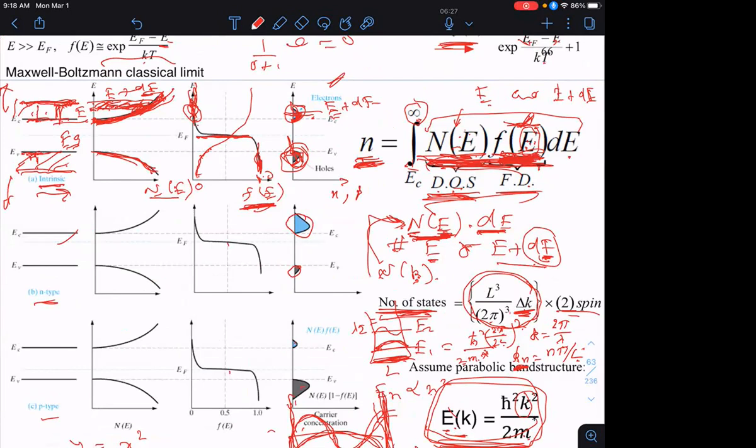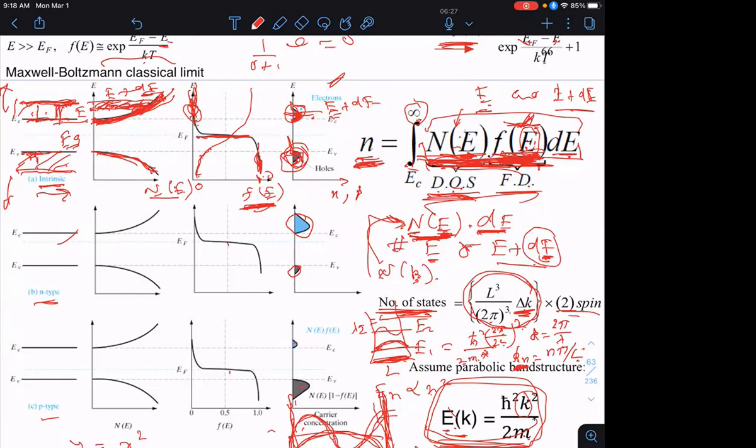All right, so once I have the average occupancy, what I need to do is multiply the number of available states, N of E, as a function of energy, times the average occupancy of the states. N of E times f of E times dE will give you the number of states that are actually occupied by electrons between an energy E and E plus dE. So then how do I get the total number of electrons?